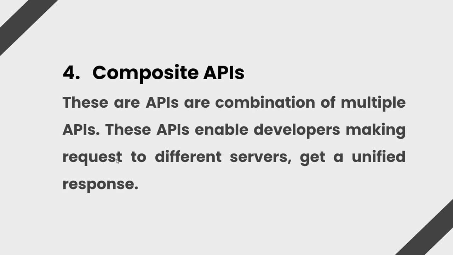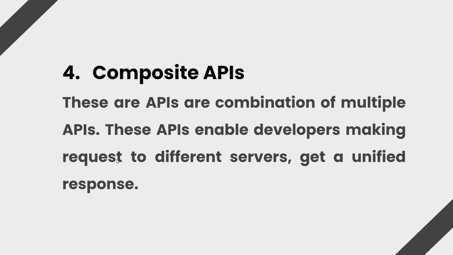Yeah, the last and not the least, we have the composite APIs. Now, these APIs are pretty different because they are a combination of multiple APIs. So, a composite API is actually an API of APIs. So, by APIs, I mean multiple APIs, two, three, four, five, as many as possible. So the composite API here enables developers to make requests to different servers. Now remember that the API here is a combination of different APIs.